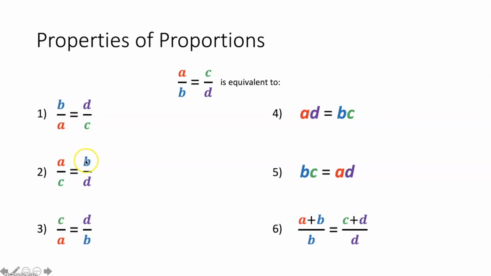Look at that. Each of these cross products is the same, meaning that we know that each of these proportions must be equivalent to our given proportion.